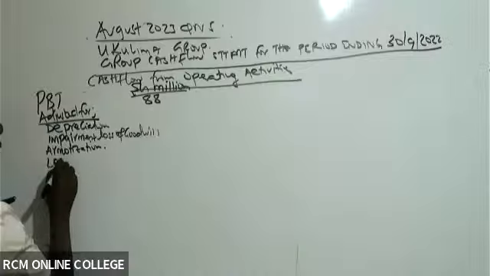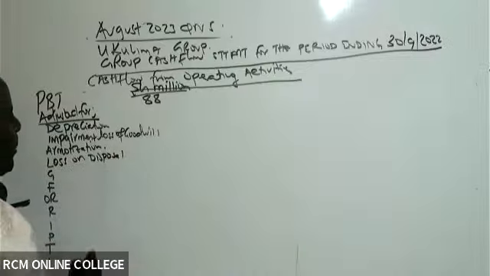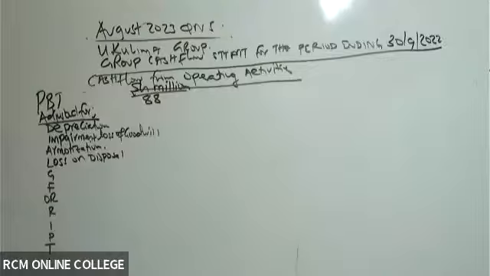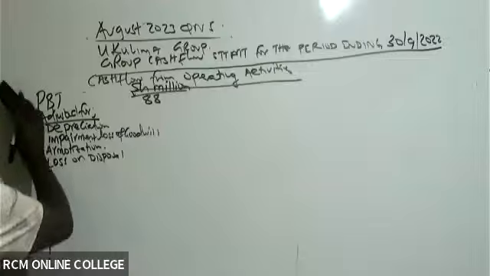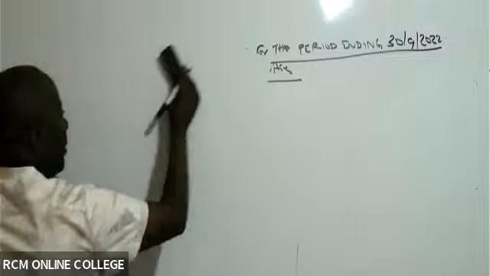Here we have loss on disposal. Anything you dispose, it could be a PPE item. It could be a subsidiary you disposed of and you made a loss. So loss on disposal. Just allow me to write this. Let me just write this.